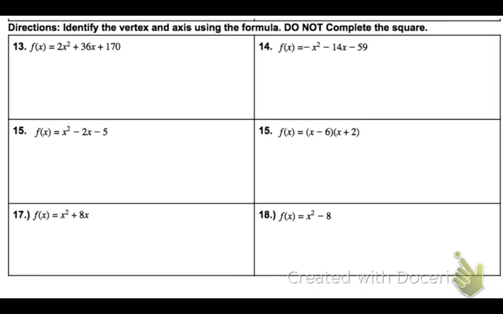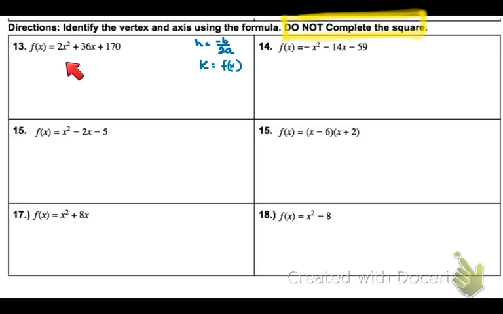Right, 13. So identify the vertex and the axis using the formula. Do not complete the square. Okay, so if you use the same method that you were using a little bit ago, you will get it wrong. This is using the formulas only. Our formulas were: to find your h, you're going to do -b over 2a. To find your k, you're going to substitute into f of x, or g of x, h of x, whatever you have. So for this one, the first thing I'm going to do is identify my a, my b, and my c.